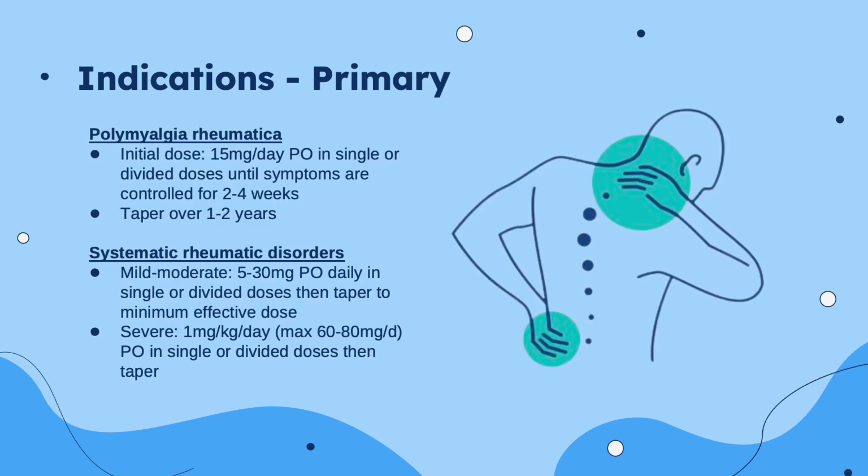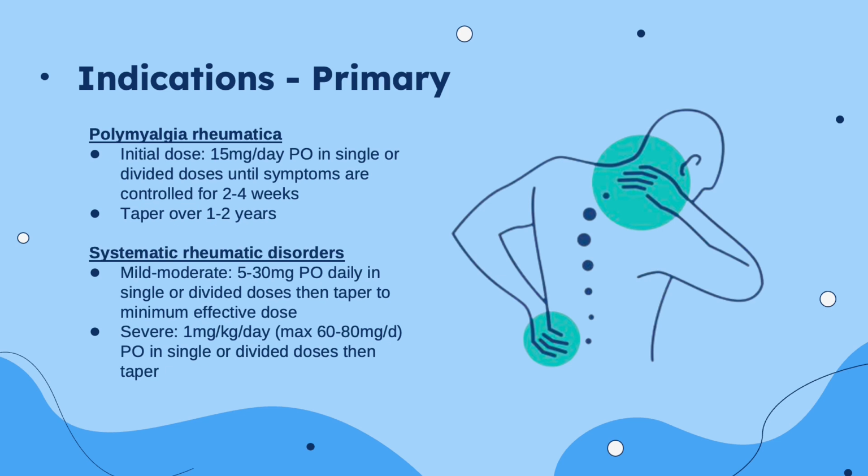For polymyalgia rheumatica, the goal is to alleviate symptoms, and therapy has not been shown to improve prognosis or prevent progression. The oral initial dose is 15 mg per day in single dose or divided dose. Then, once symptoms are controlled, maintain dose for 2 to 4 weeks and gradually taper over 1 to 2 years.